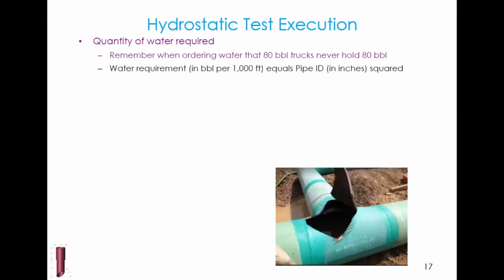The water requirement in barrels per 1,000 feet equals the pipe ID in inches squared. So if I've got a 10-inch pipe, then I'm going to need 100 barrels of water for every 1,000 feet.